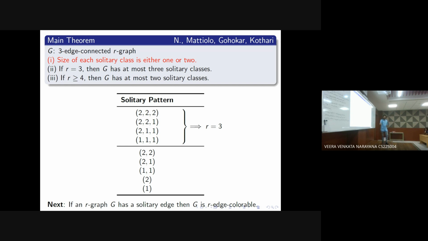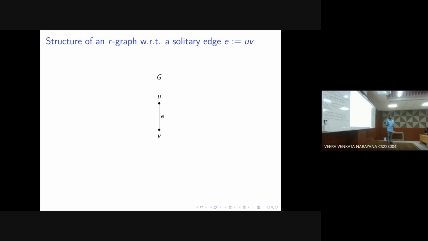So before going to that, we want to look at the structure of an r-graph with respect to a solitary edge. So let's see the structure of an r-graph with respect to a solitary edge. Let G be any r-graph and e a solitary edge in G.